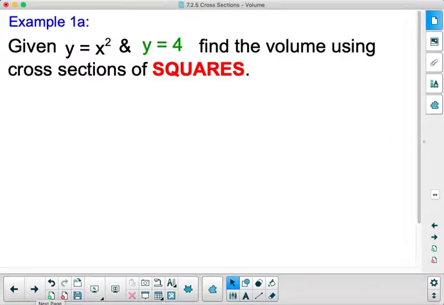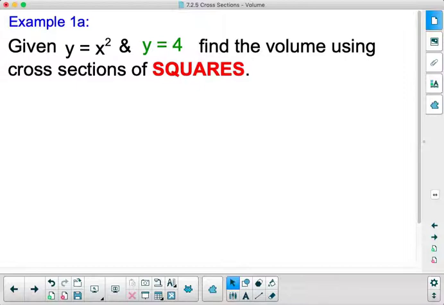We're going to go through actually 4 different kinds of cross sections. So we're going to look at squares first, and then later some equilateral triangles, some semicircles, and then maybe even some rectangles. So I want to show you all of them here so you can get an idea of what this is going to look like. So first of all, you're going to be given some functions like you have in the past, like everything else: the area between curves, even volume as we rotate it around an axis. This time we're not rotating it around anything. We're just making and filling it in with whatever cross section that we're given here.